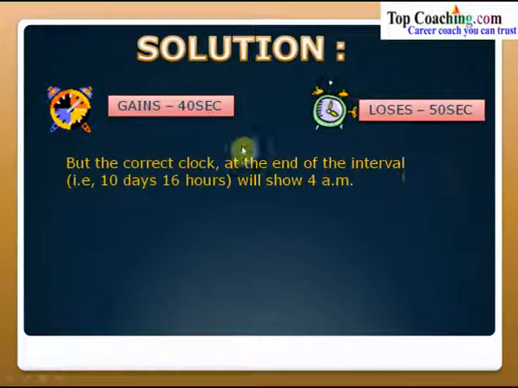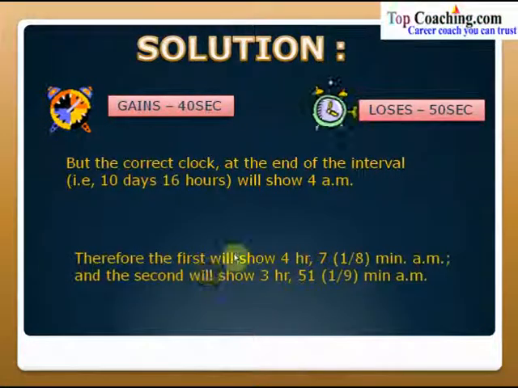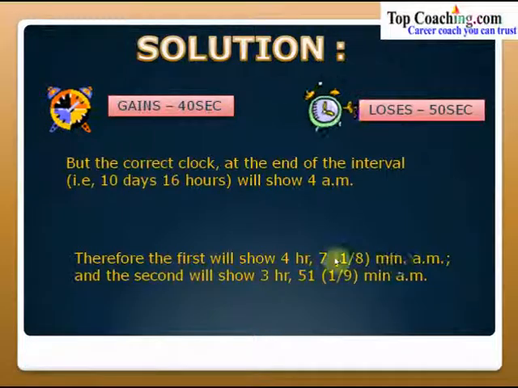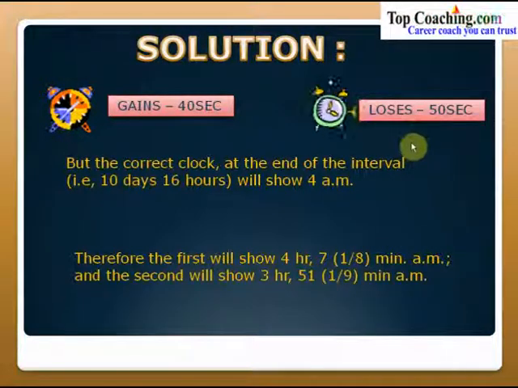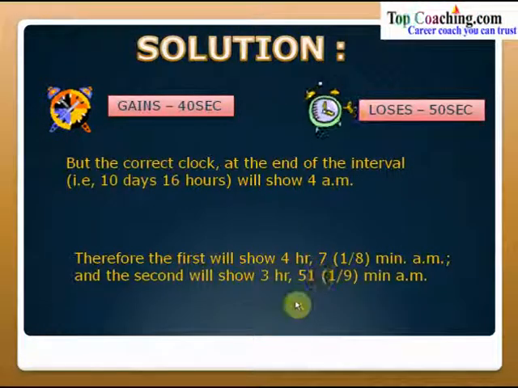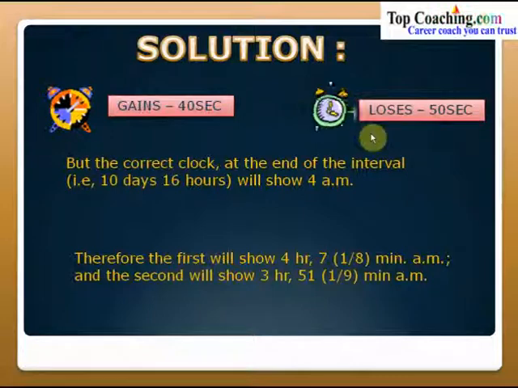So what we can say is, therefore the first will show 4 hours 7 1 by 8 minutes am, because it has gained 7 1 by 8 minutes. So this would be the time shown by this incorrect clock that gains 40 seconds every day. And the second will show 3 hours 51 1 by 9 minutes, because this is losing time, and so this is the time shown by this clock. The actual time is 4 am.